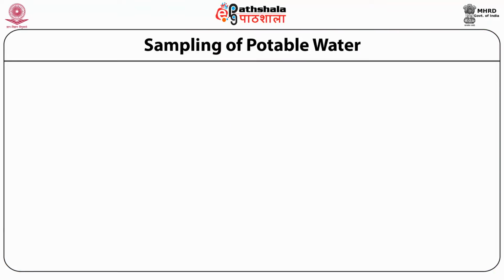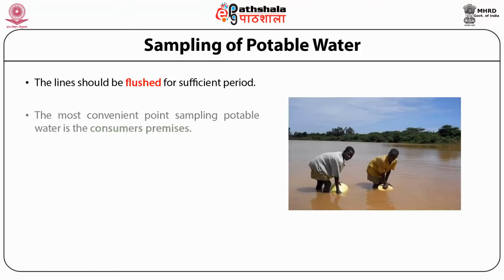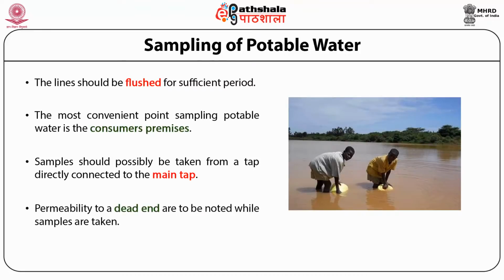Before collecting the samples, the line should be flushed for a sufficient period of time. The most convenient point of sampling of potable water is the consumer's premises. The sample should possibly be taken from the tap directly connected to the main. Details regarding the position of the premises relative to the supply main and its possible connection to a dead end are to be noted while such samples are taken.